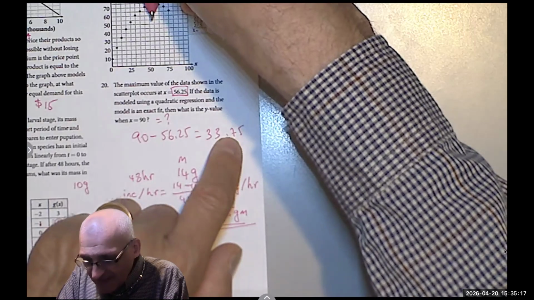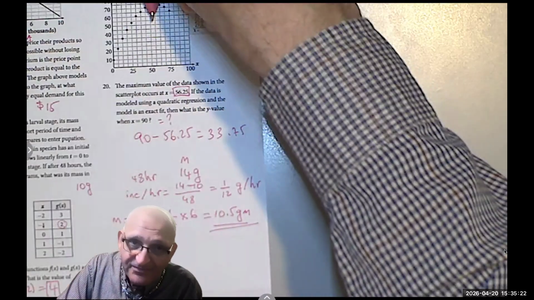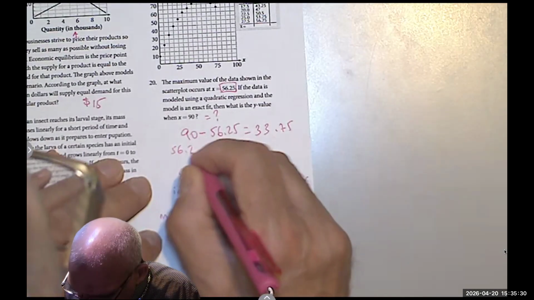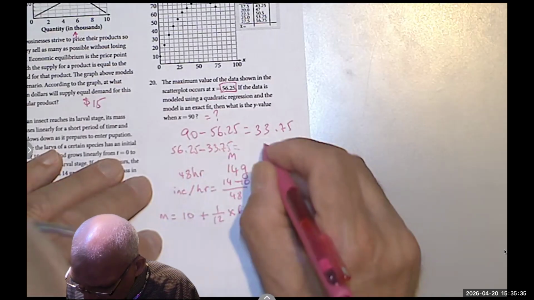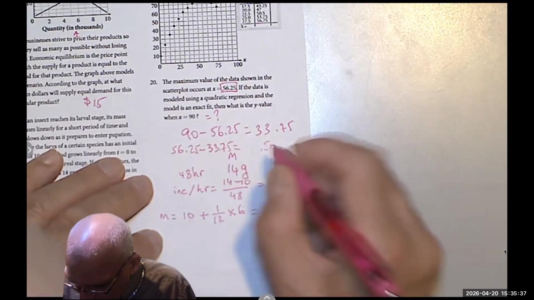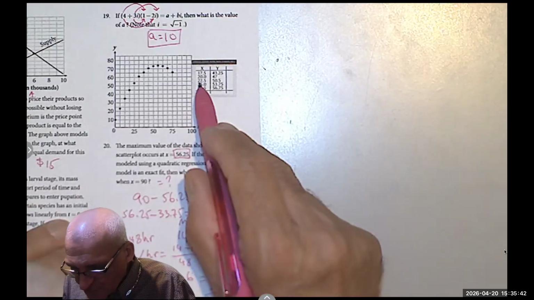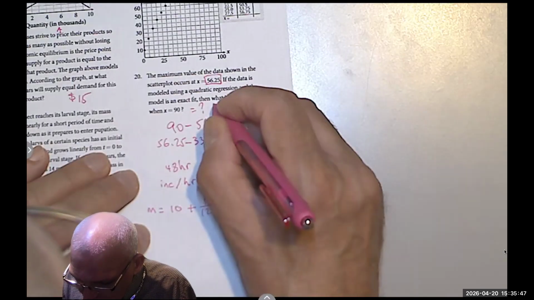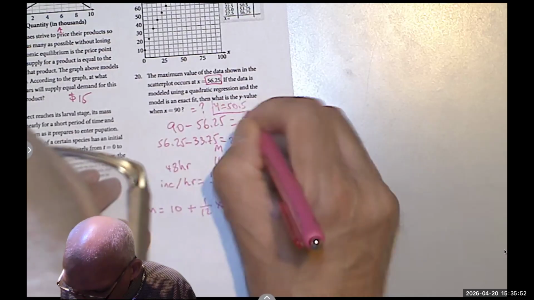So the value here is the same as the value 33.75 to the left of the vertex, right? So you would say, okay, so what is 56 and a quarter minus 33.75? That is 22.5. And sure enough, they give you 22.5. The y value is 50.5. So y equals 50.5. Did you understand that?